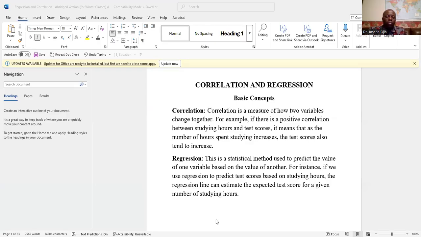Now correlation simply means a measure of how two variables change together. The variables can be something like the hours you spend studying and your final grade on a test. Regression, on the other hand, is a statistical method used to predict the value of one variable based on the value of another variable. So they go hand in hand in a way.